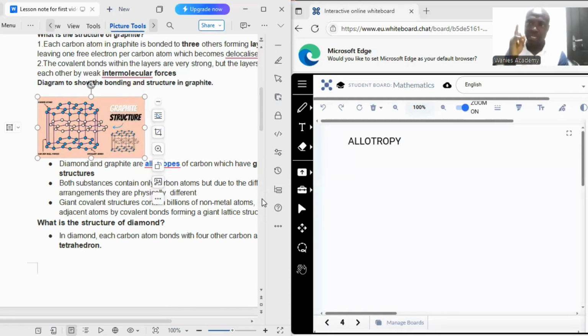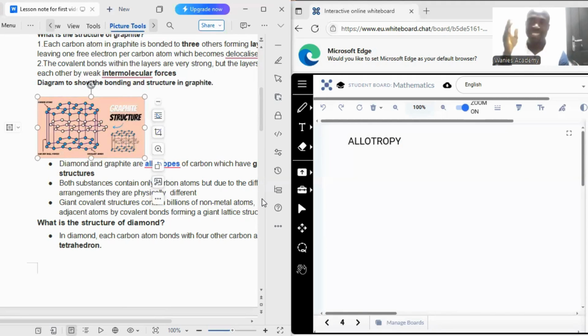Firstly, graphite is soft and it flakes easily. It's a very soft and flaky substance. This arises from the fact that graphite exists in layered form. So the layered form of graphite accounts for the softness and the flaky nature of graphite. Then secondly, graphite is relatively dense in nature. Graphite is known to have a density of about 2.3 gram per centimeter cube. That is relatively high.